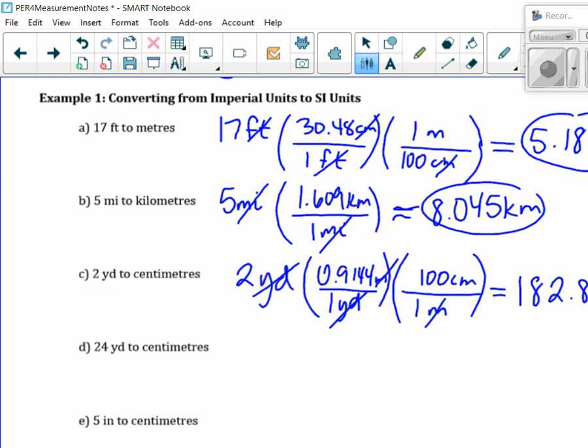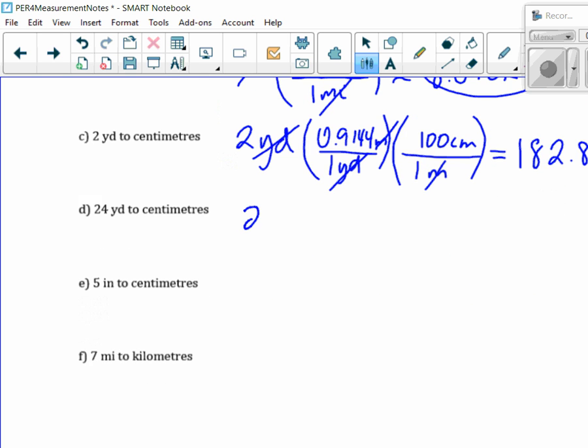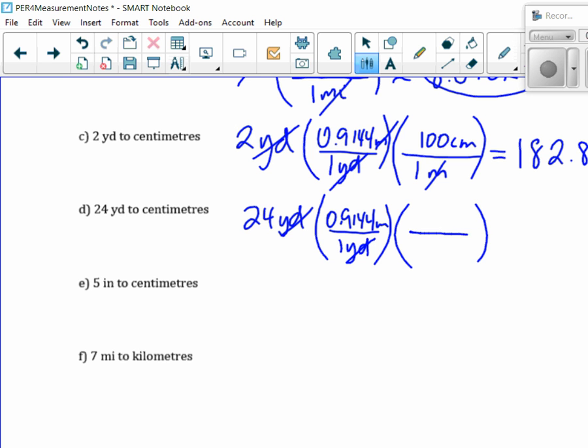centimeters. Okay, so now we're going to do the same thing again. 24 yards to centimeters. Again, there's not a direct conversion. So we're going to do 1 yard is 0.9144 meters. The yards cancel. I'm now in meters, so now I have to convert meters. 1 meter is 100 centimeters. The meters cancel, and then I punch in 24 times 0.9144 times 100, which is 2,194.56 centimeters.